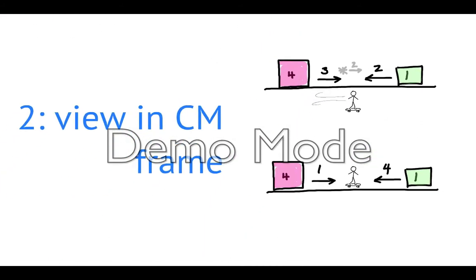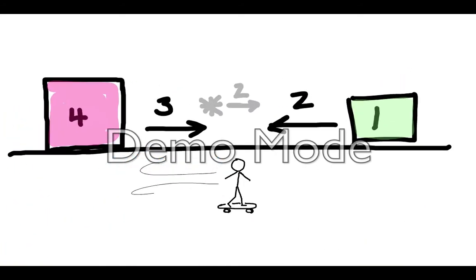In step 2 we ask, what would this look like from the perspective of the center of mass? So now you should imagine yourself on a skateboard, zooming along next to our system at the velocity of the center of mass. How would the system look to you? Well, the green block would appear to be going faster than 2 meters per second, just like oncoming traffic. And the pink block would be slower than 3 meters per second, just like the highway traffic that's going your direction but at a different speed.